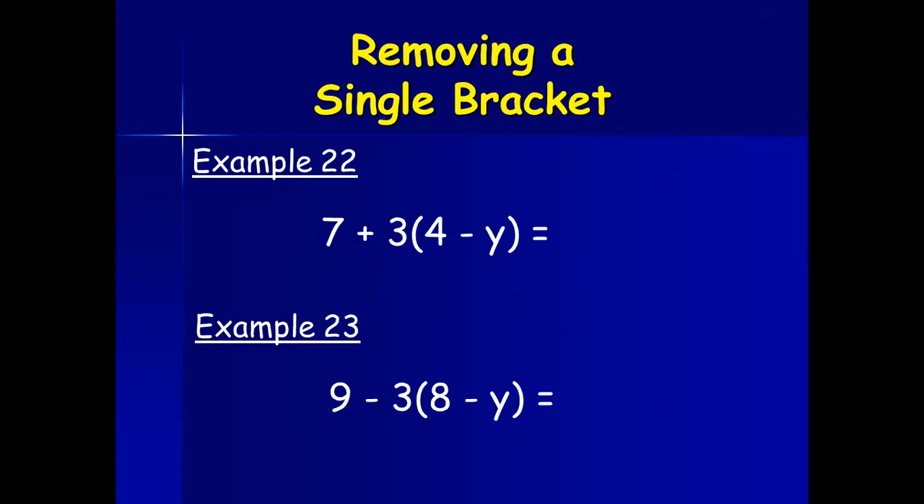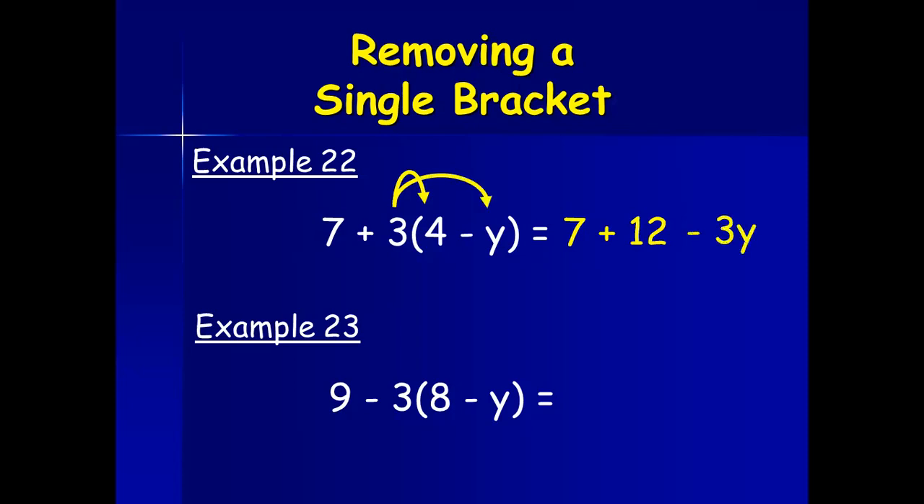Okay, 7 plus 3 multiplied by (4 minus y). So 7 and then plus 3 multiplied by. I have to do multiplication first. So I have to expand the brackets first. 7 will be as it is. And then 3 multiplied by 4, that's 12. 3 multiplied by negative y, that's negative 3y.